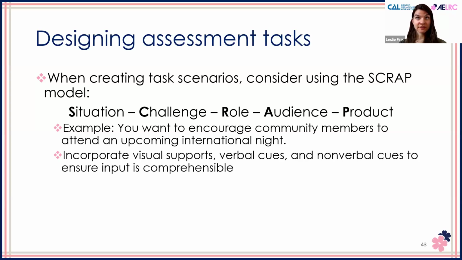When you are designing assessment tasks, it can be useful to incorporate visual supports as well as various cues to make sure your students understand the prompts. As Jillian talked about earlier, this helps ensure that you are measuring what you want to measure, students' performance on the task, and not whether they understand the instructions. So generally, the instructions will be at a slightly lower proficiency level than what you're trying to measure for your students to ensure that the focus remains on the task itself.